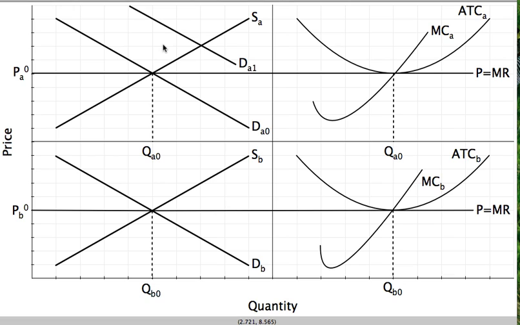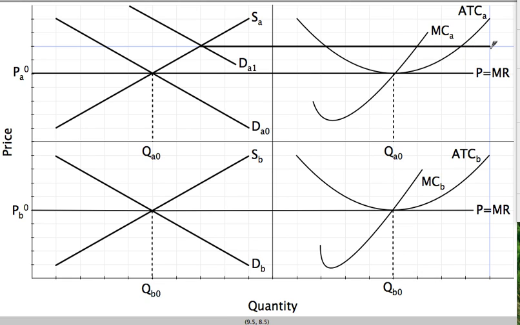Well, what does this do? We have a new equilibrium price in the marketplace. So what's the new equilibrium price? It's where the new demand curve intersects the original supply curve. So here is the new price in the market. So the increase in demand has shifted the price up. So here is the original price, here is the new price.